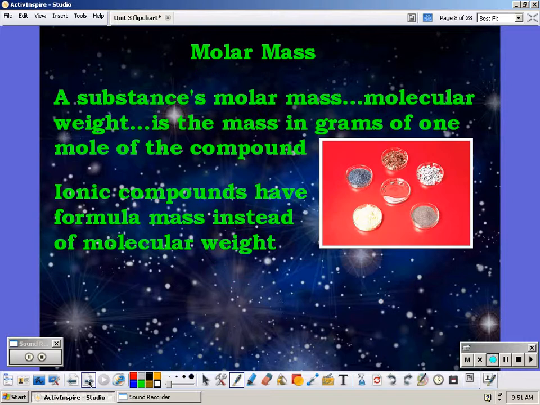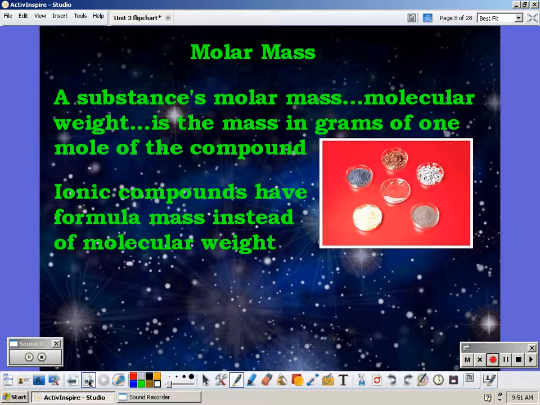The molar mass is a substance's molecular weight. It's the mass in grams of 1 mole of the compound. Now, covalent things have molecular formulas. They have molecular units. So instead of molar mass, you might see molecular weight.